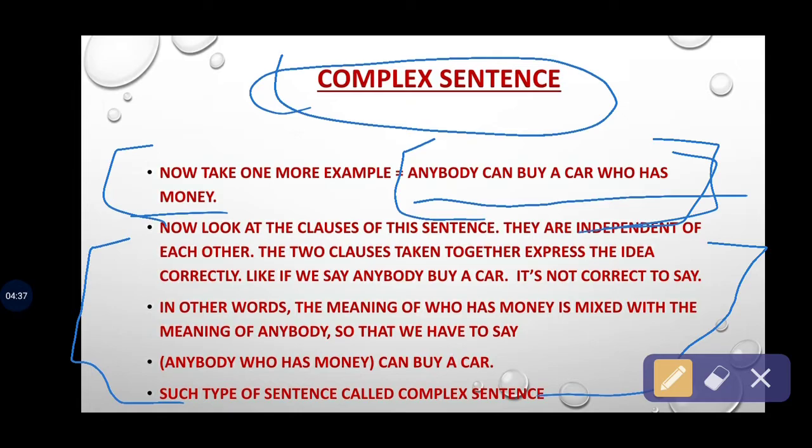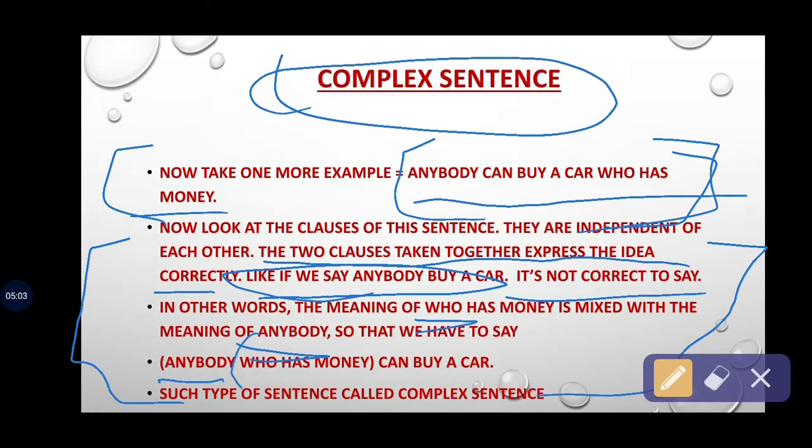The two clauses taken together express the idea correctly. If we say "anybody can buy a car," it's not a correct sentence. In other words, the meaning of "who has money" is mixed with the meaning of "anybody." So we use who in place of anybody: "Anybody who has money can buy a car." That's our right sentence, and such a type of sentence is called a complex sentence.